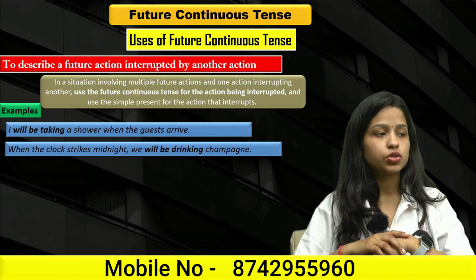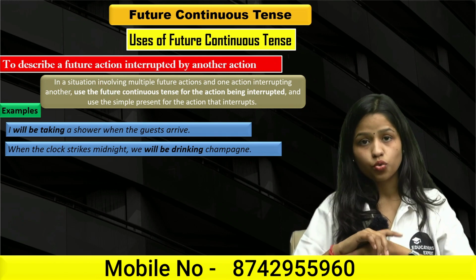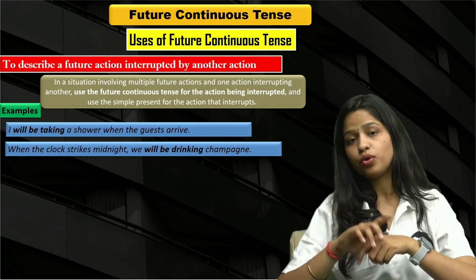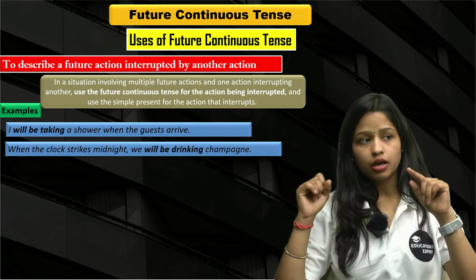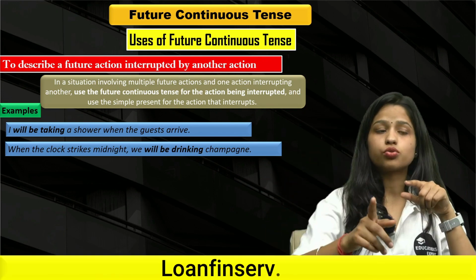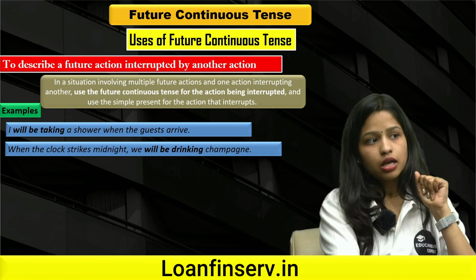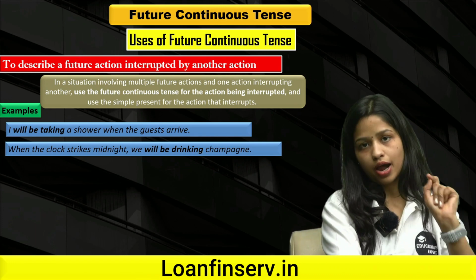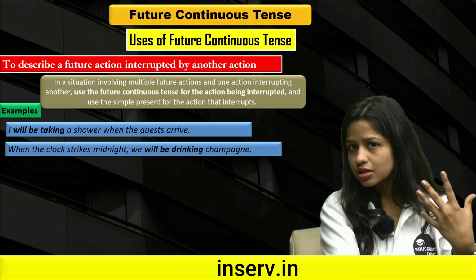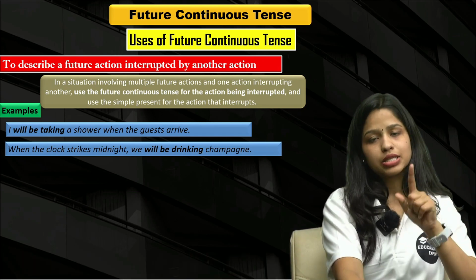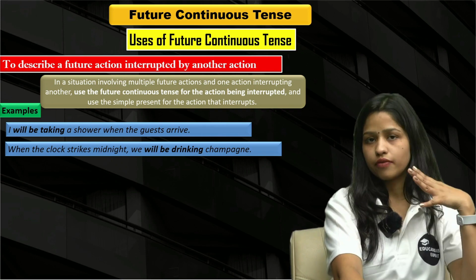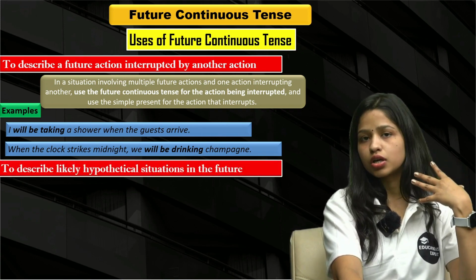Next up we have: when the clock strikes midnight, we will be drinking champagne, right? Or you can either say it like, we will be drinking champagne when the clock strikes midnight. Both are correct. It simply means that for one part you have to use future continuous tense and for the other part you have to use present simple tense. I hope now this is clear for you.